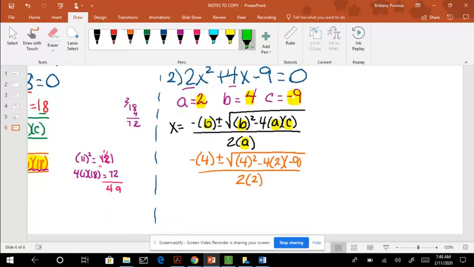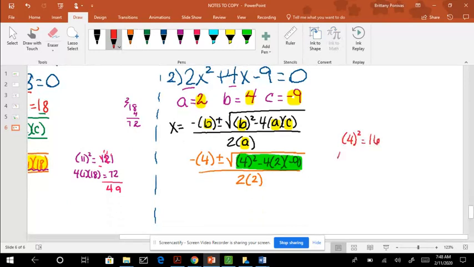So this math that's underneath the radical, you have to work out by hand. So off to the side, I'm going to work out that math. So 4 squared is 16. And then we're going to do 4 times 2 times -9. Well, 4 times 2 is 8 times -9. 8 times -9 is -72. And we're going to subtract them because there is subtraction here in the quadratic formula.